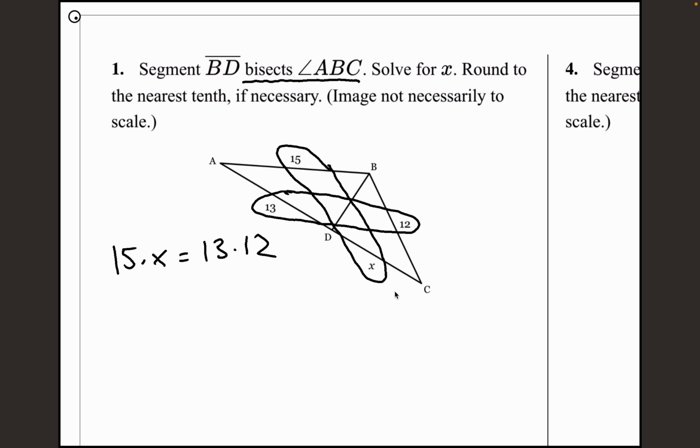So 15 times x is just going to be 15x equals 13 times 12. That's going to be 156. Then after that, we just need to get x by itself. So divide by 15, and x equals 10.4. Perfect. Okay, so it was an angle bisector. We're going to do that cross multiplication. Let's go to number 4.